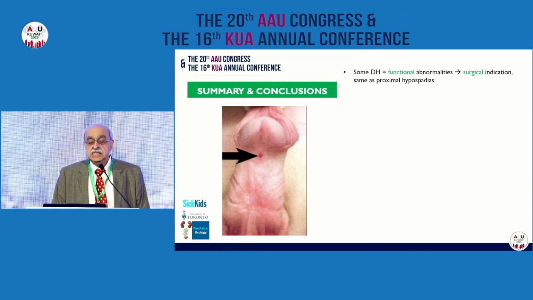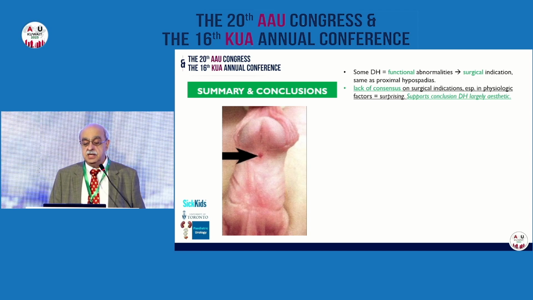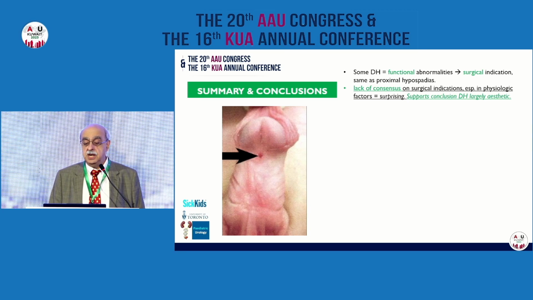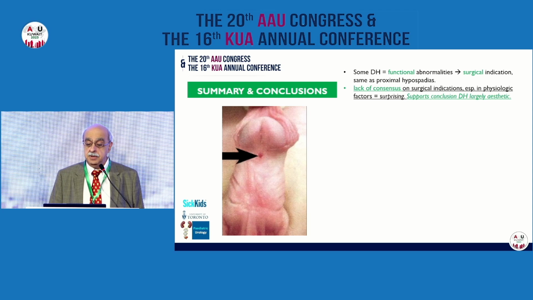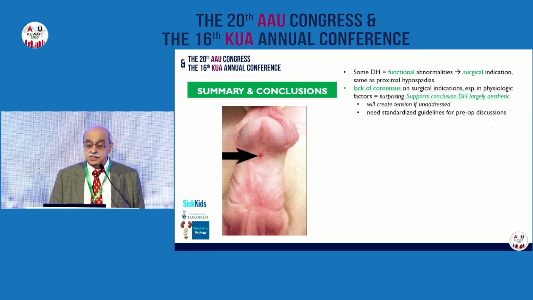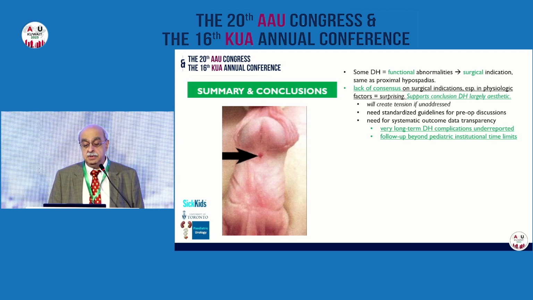So in summary, some distal hypospadias does harbor functional abnormality, and there are surgical indications just as there are for proximal hypospadias. There's a surprising lack of consensus on surgical indications for distal hypospadias, especially with regard to physiologic factors, which we found surprising. And it tends to support the conclusion that this form of hypospadias is being operated on largely for aesthetic reasons. And if we don't continue to address this as we're doing today, this is going to create tension in the field. We need standardized guidelines for pre-op discussions. We need systematic outcome data transparency and very long-term follow-up for distal hypospadias complications, which are probably underreported.